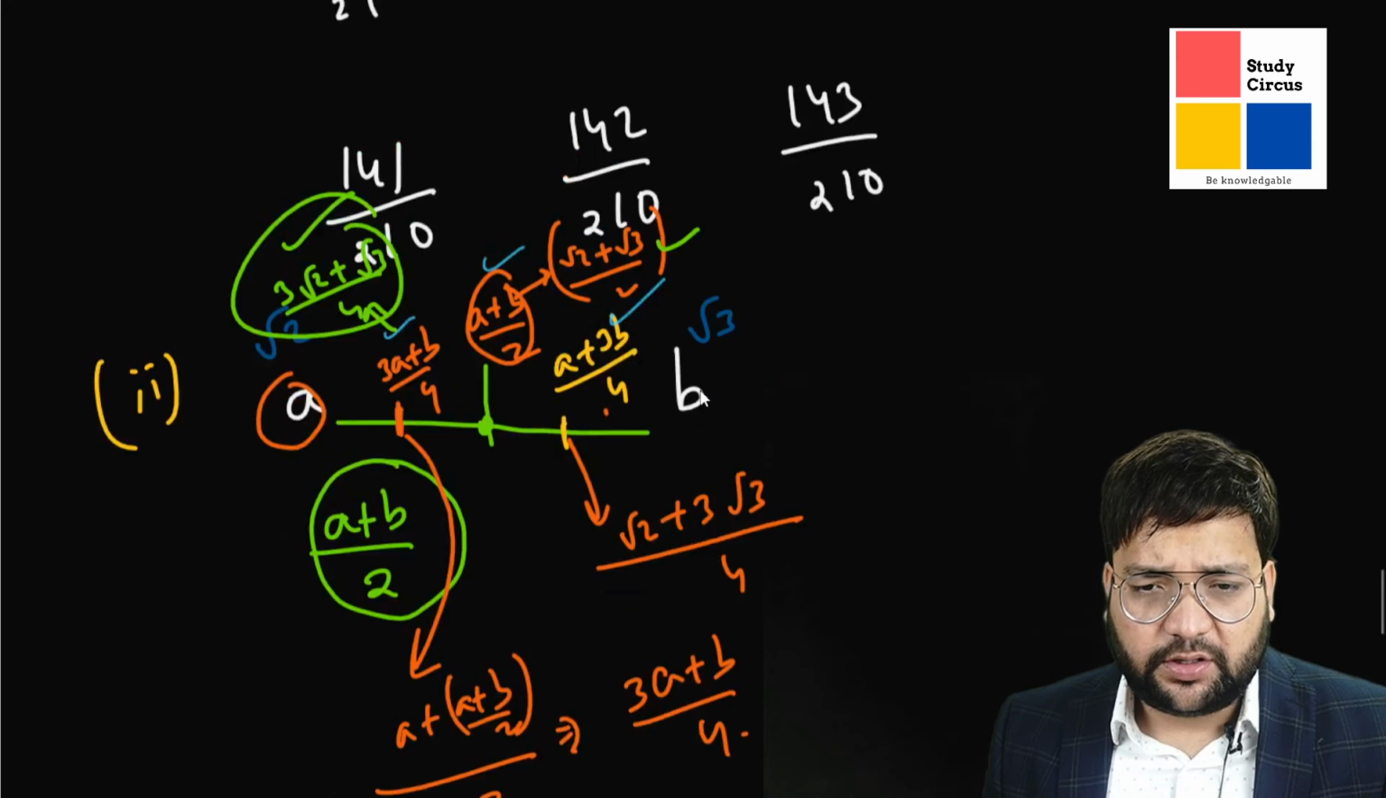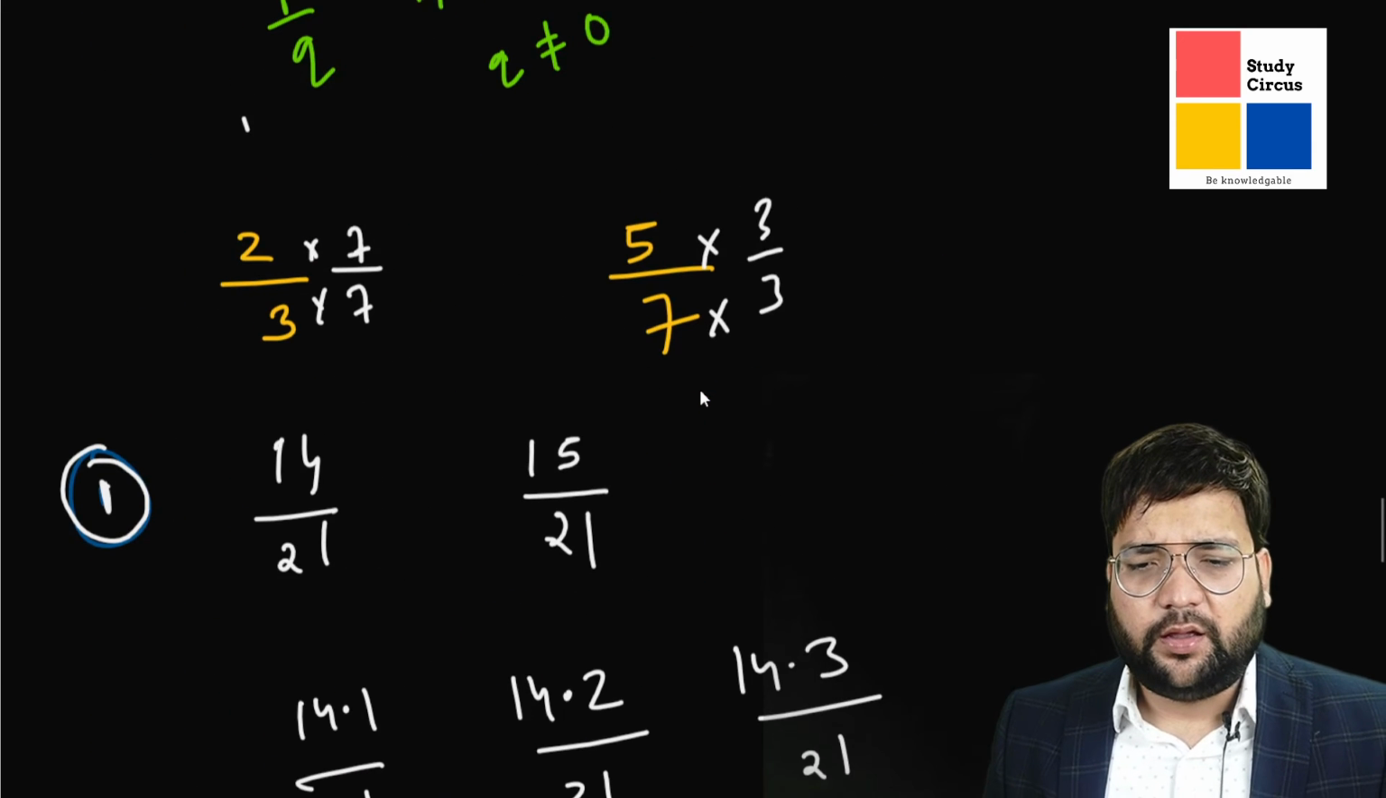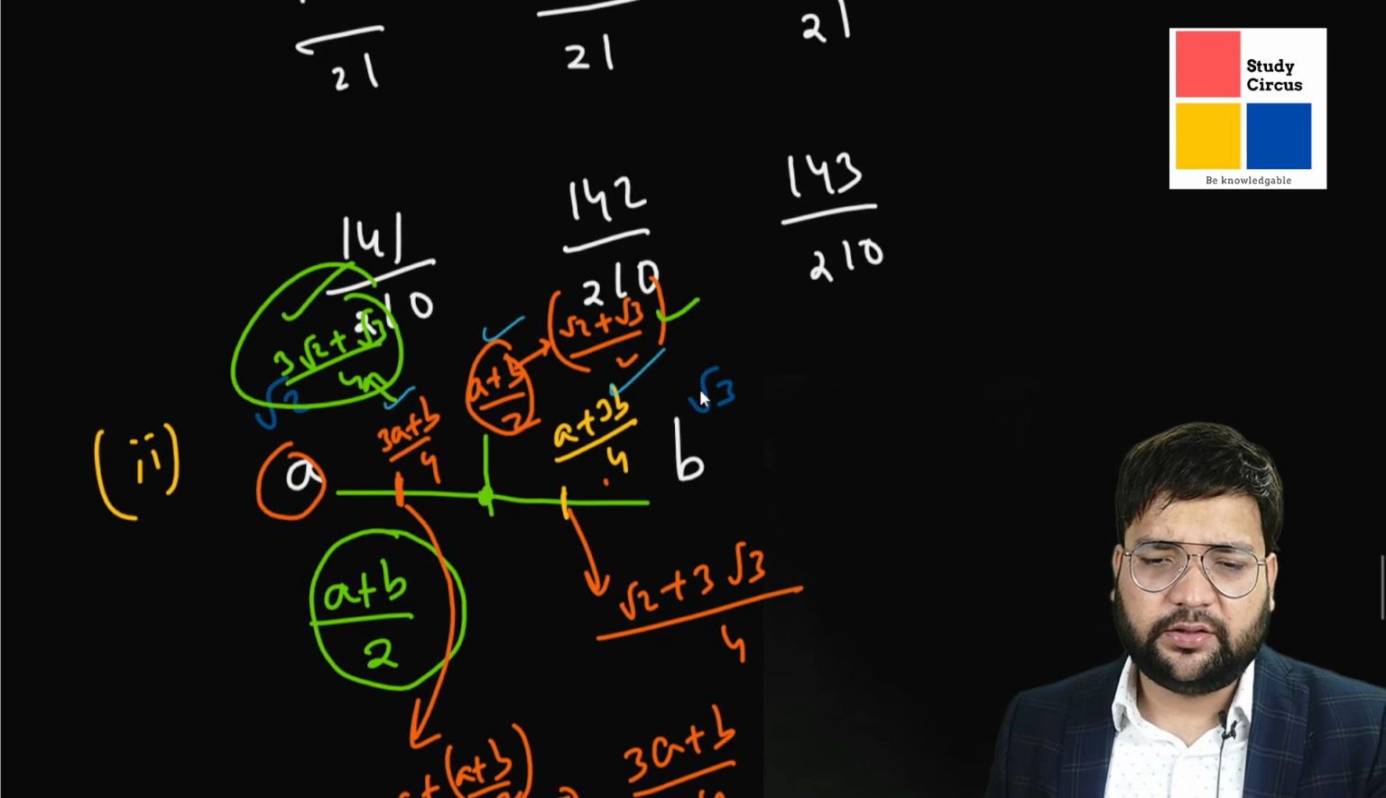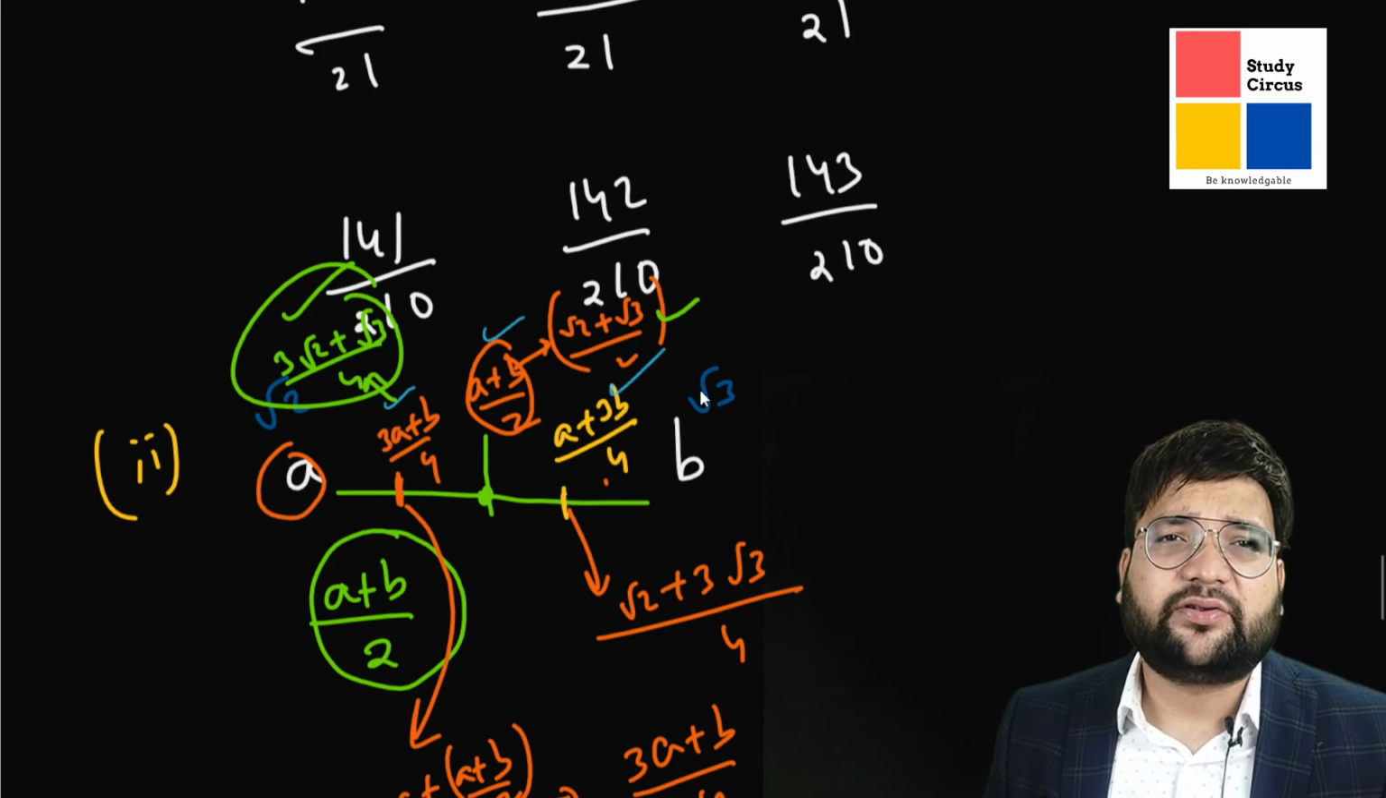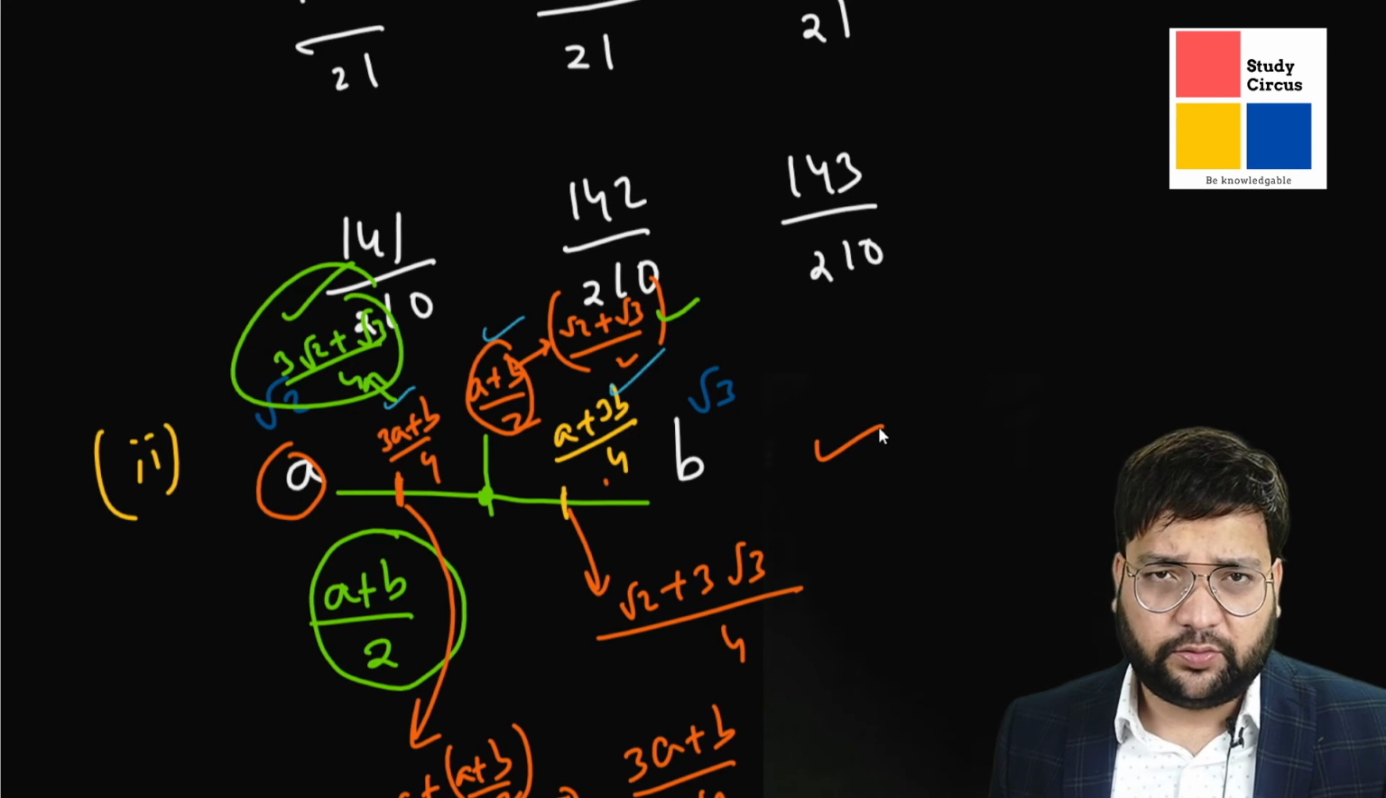So we have seen how to find rational numbers, and in this case we have seen irrational numbers also. We can find them. Okay, fine.